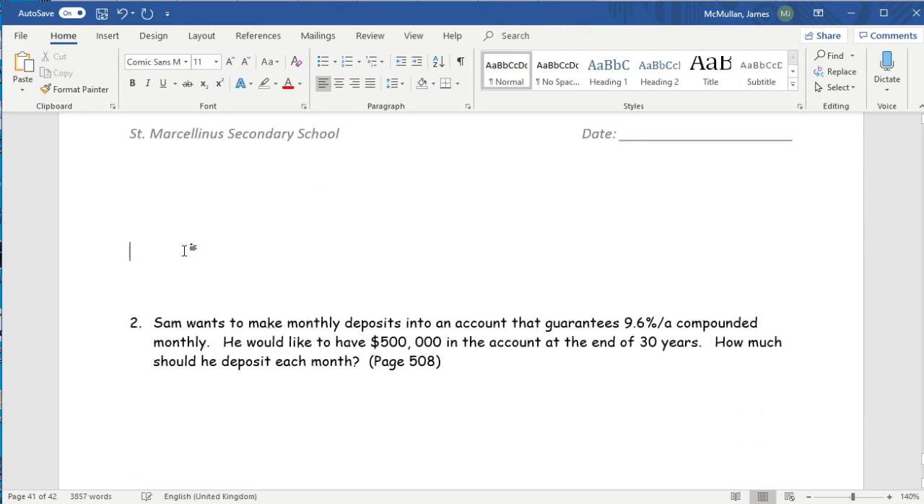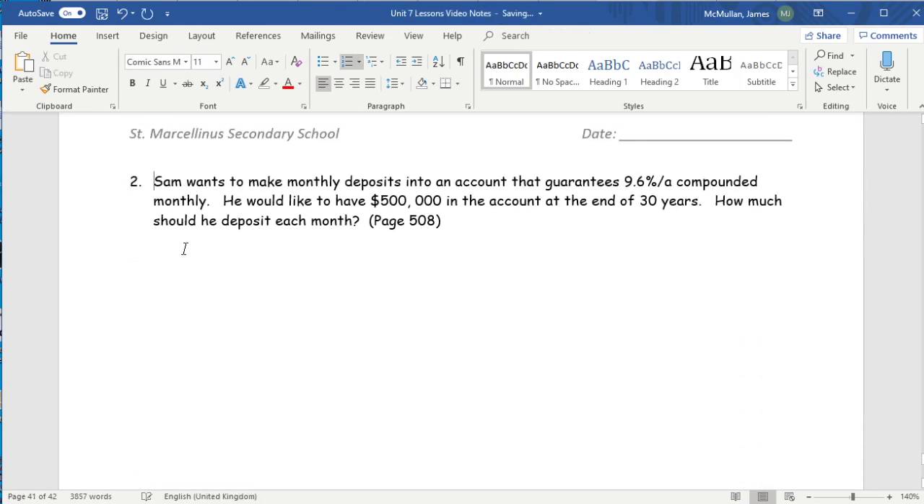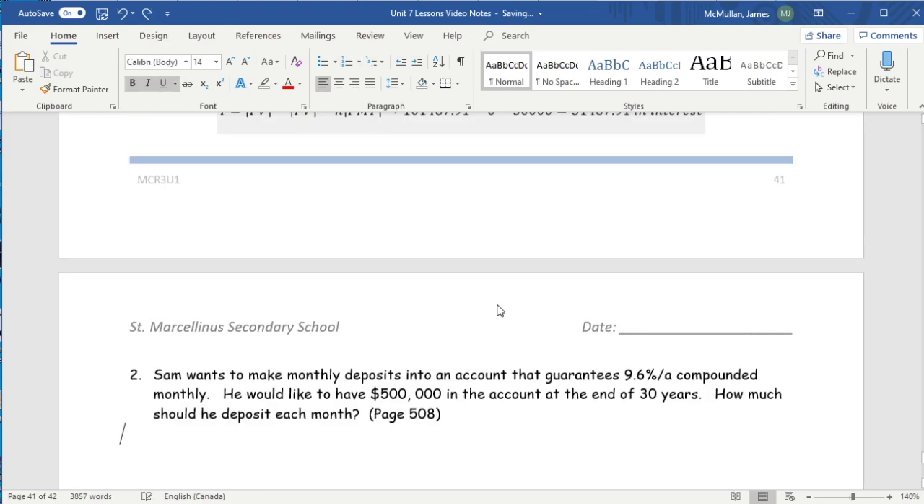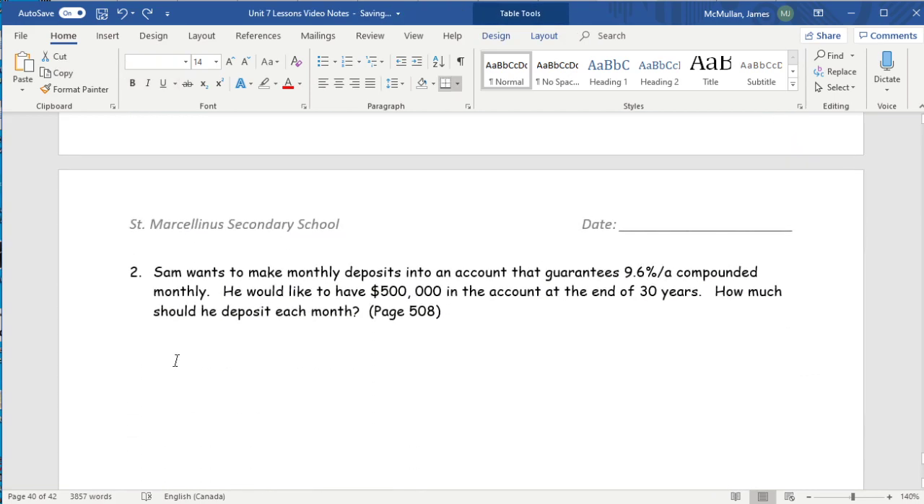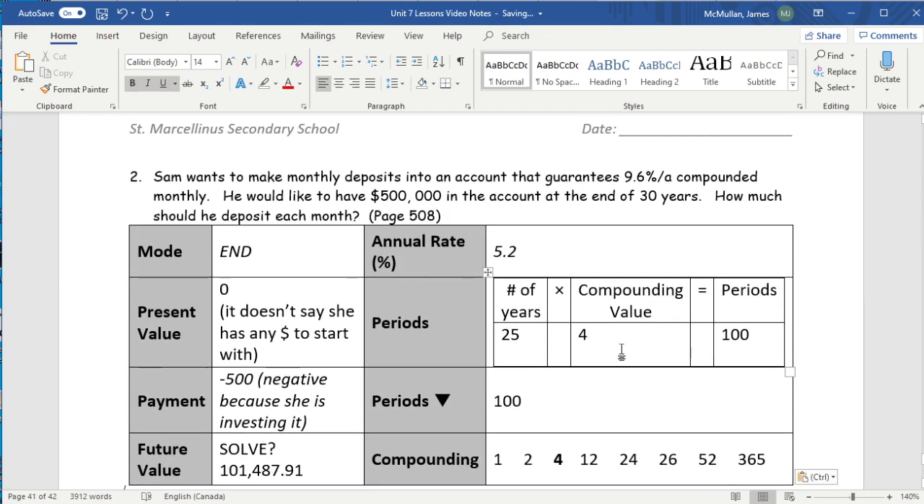Okay, let's try another one. Sam wants to make monthly deposits into an account that guarantees 9.6% interest compounded. Sorry, I'm just going to grab our box here so I can fill in as we go. Okay.